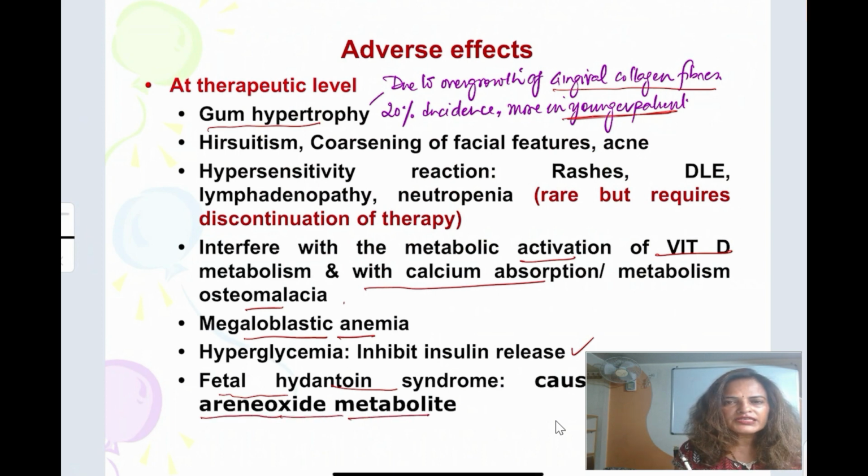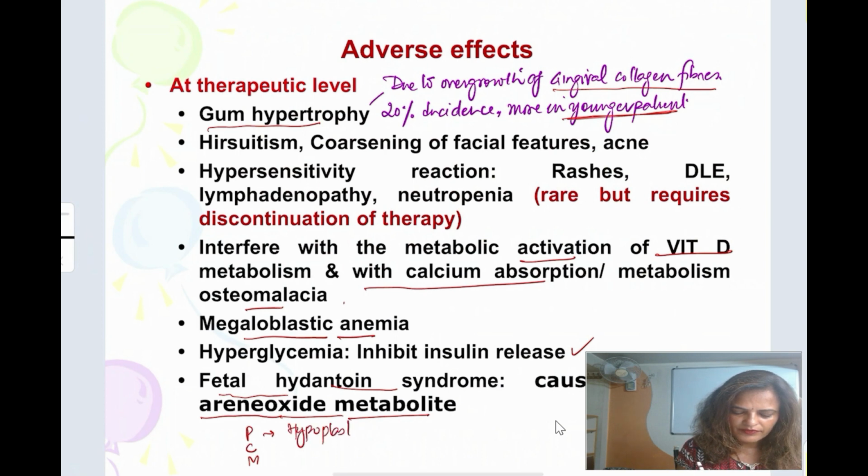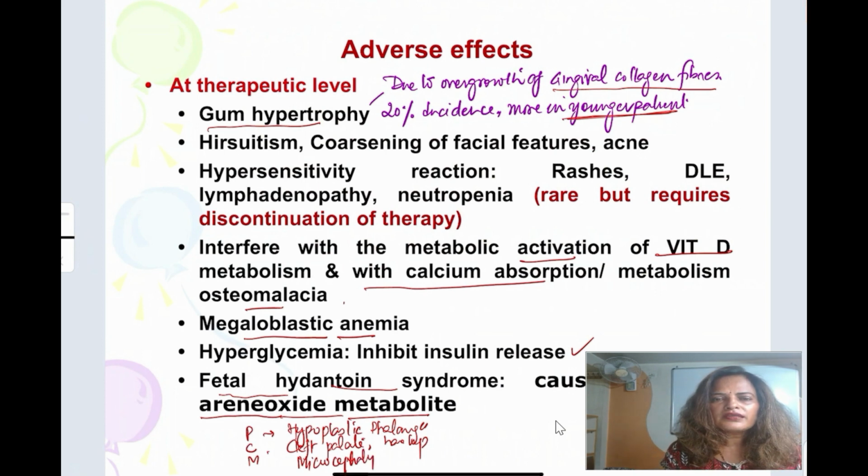Now what happens in fetal phenytoin syndrome? You can remember it as PCM: hypoplastic phalanges, meaning hypoplastic phalanges of the hand; then cleft palate, and you can write hare lip; and microcephaly. Okay, so these are the adverse effects of phenytoin at therapeutic level.